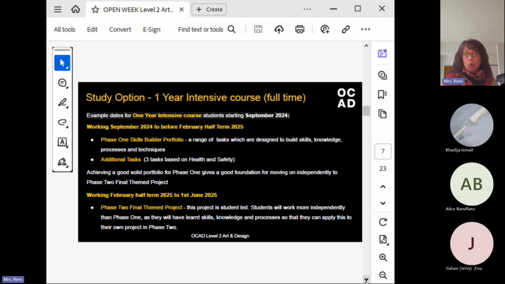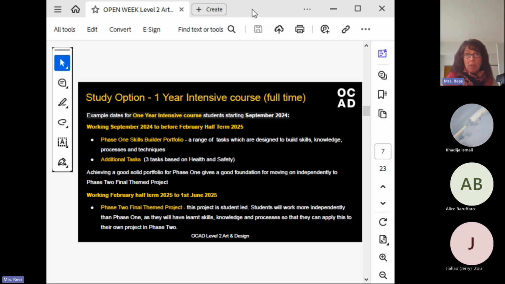So that's why it's important for you as a student to work out what would be best for you in your way of working and when you would want to complete for. So it's the same work, just over a shorter span of time. We always say with the intensive that we need phase 1 in by the start of February half term, in order to give you enough time to complete phase 2 before that 1st of June deadline.